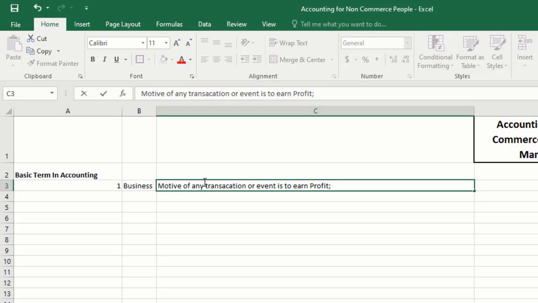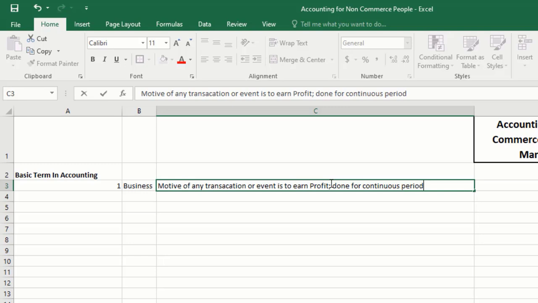What is number two? When it is done for a continuous period. It is not a one-time activity. It's not like today I start the business and tomorrow I say, I'm not feeling good about this business, let's stop it and do something else. No. When you are planning to do some business, it is going to be for a longer period.